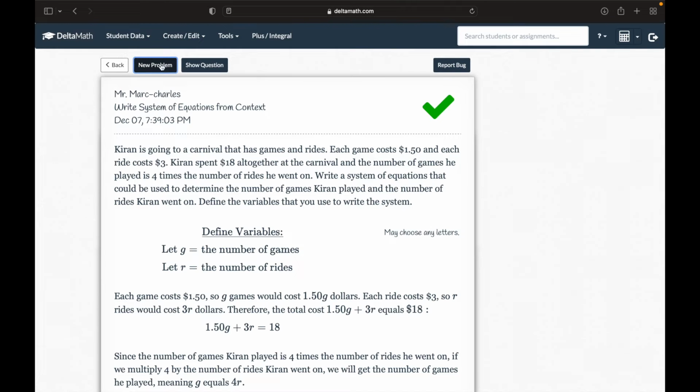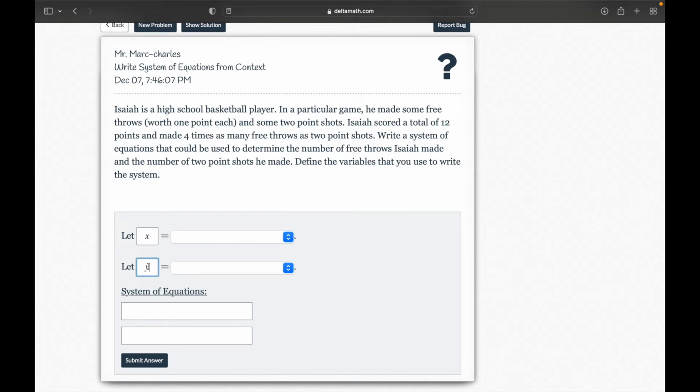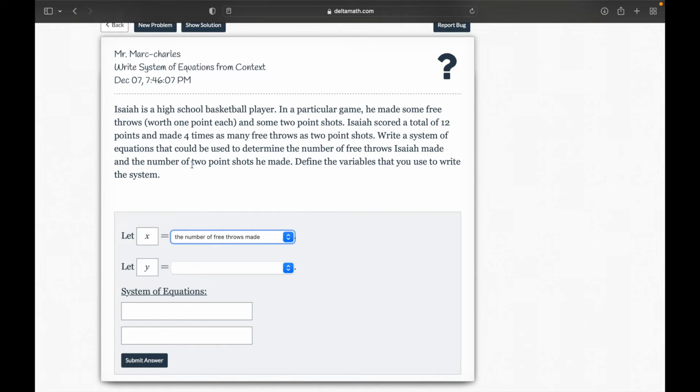Let's look at another one. I'm going to use x and y again. I'm going to go down to the end: write a system of equations that can be used to determine the number of free throws and the number of 2-point shots made. So x can be free throws made. And 2-point shots made can be y.